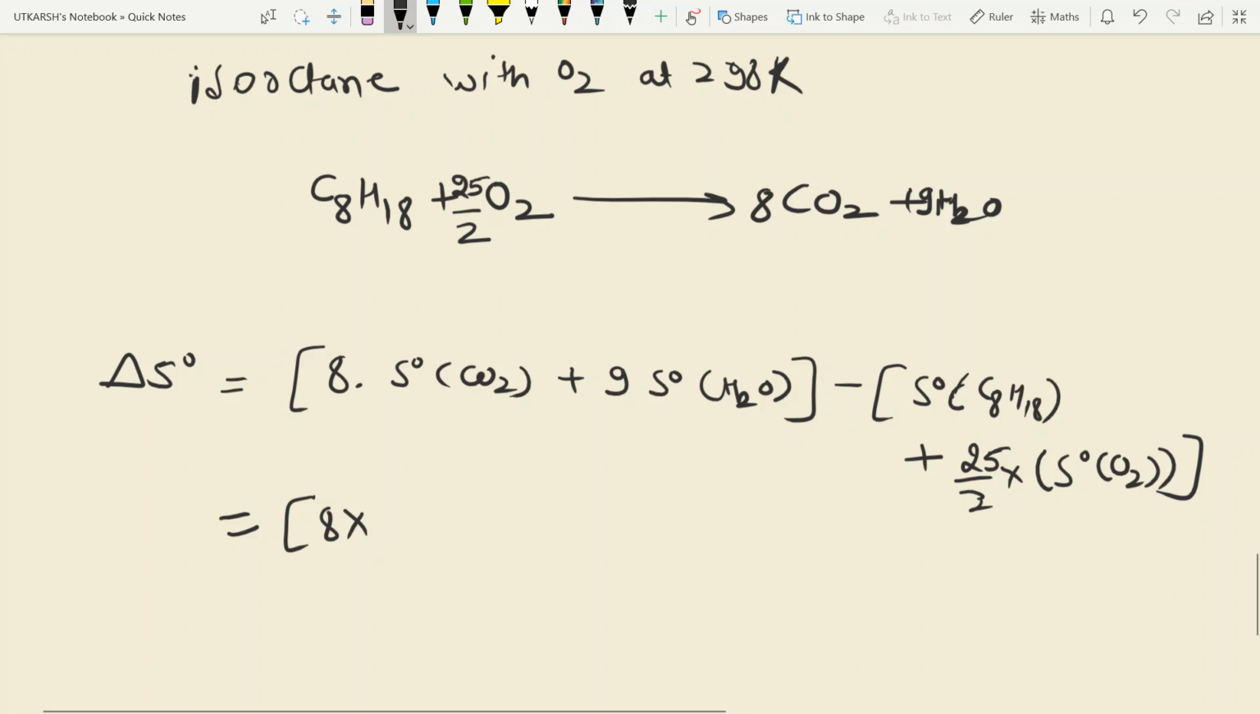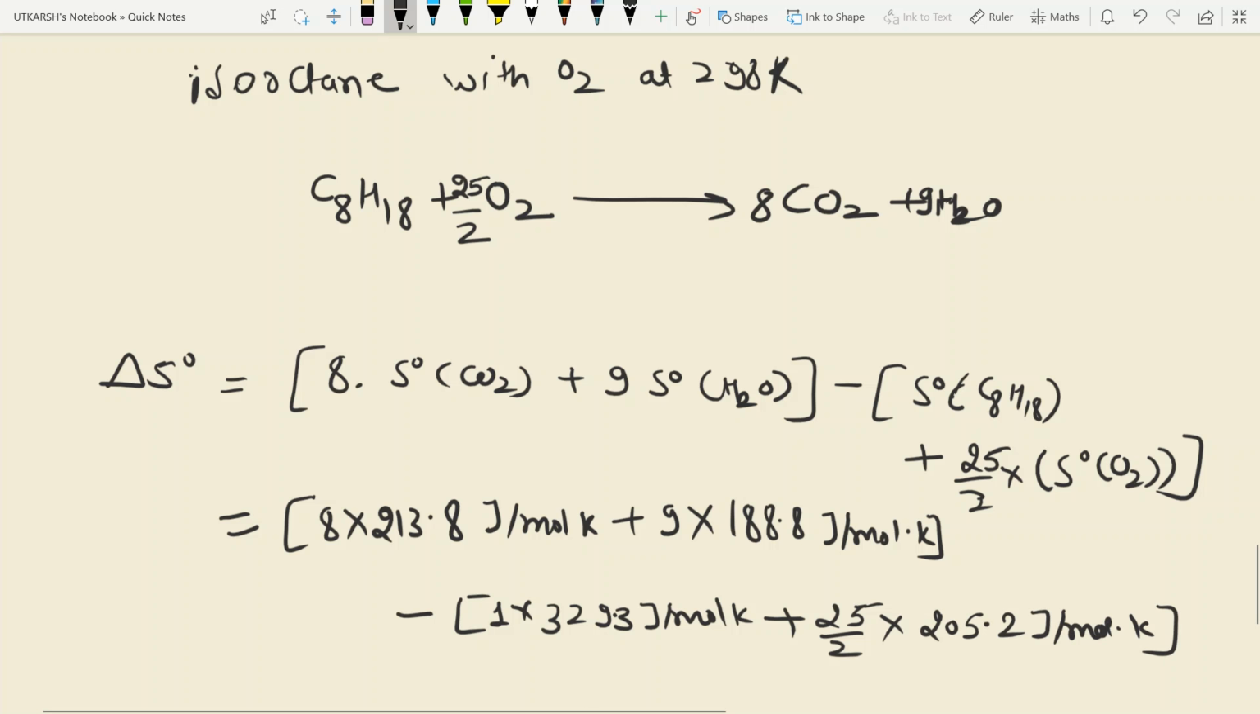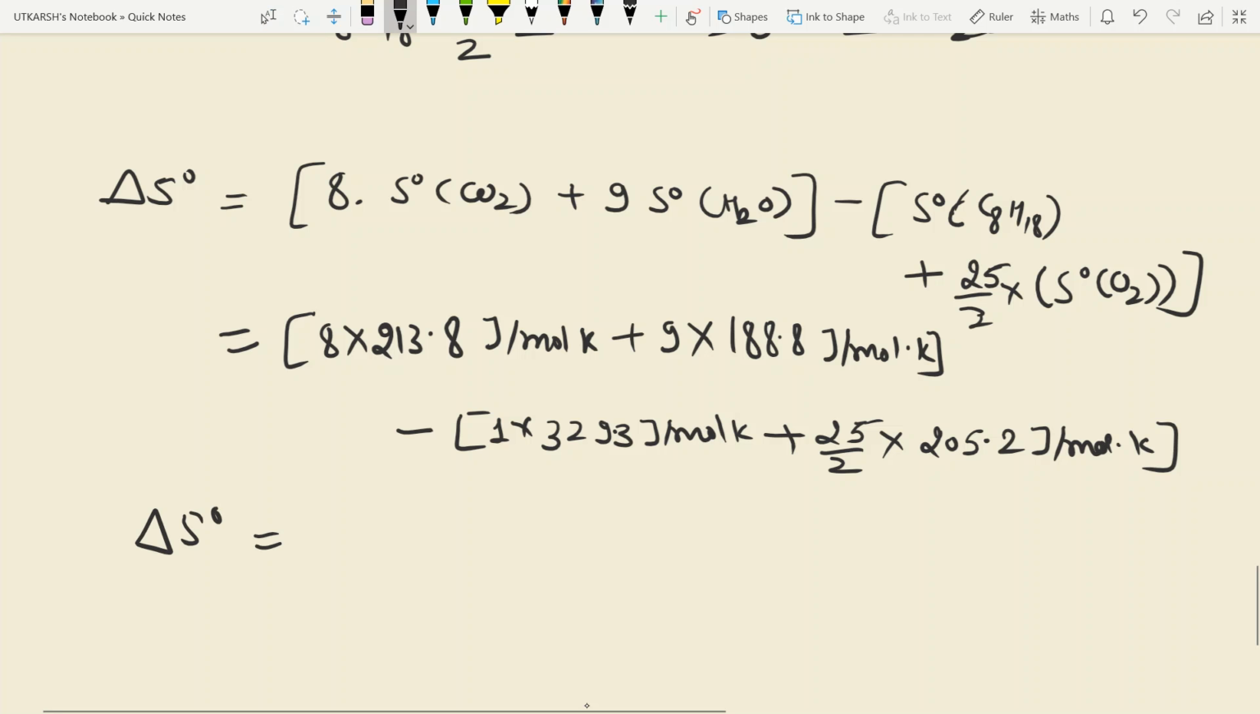So noting down these values, we can write it as 8 into 213.8 joules per mole per Kelvin plus 9 into 188.8 joules per mole per Kelvin minus 1 into 329.3 joules per mole Kelvin plus 25 by 2 into 205.2 joules per mole per Kelvin. On calculating, we get delta S naught equal to 515.3 joules per mole per Kelvin.